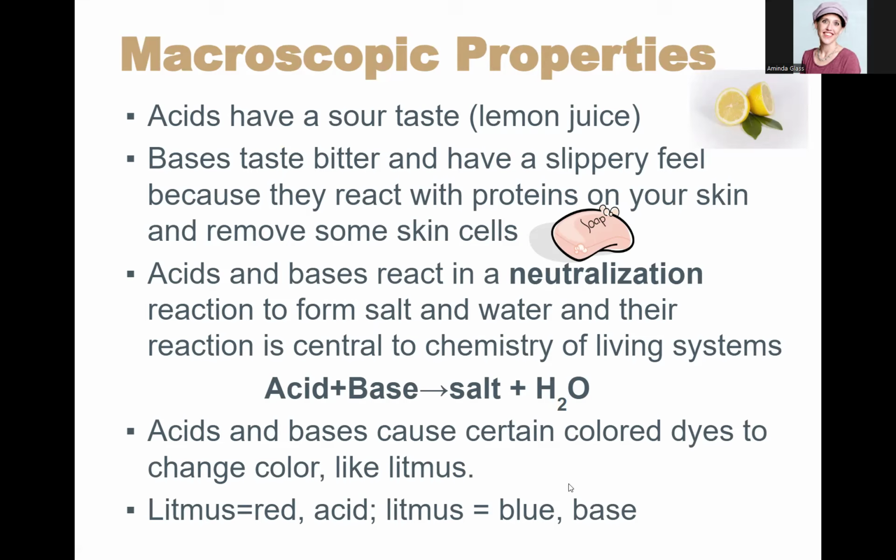Now, acids and bases cause certain colored dyes to change color, like litmus. If the litmus paper turns red, it's an acid. If the litmus paper turns blue, you have a base.